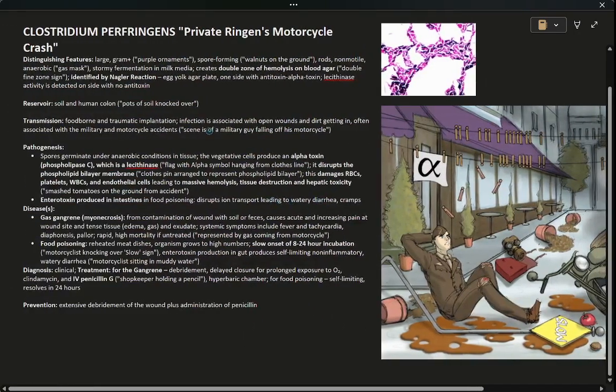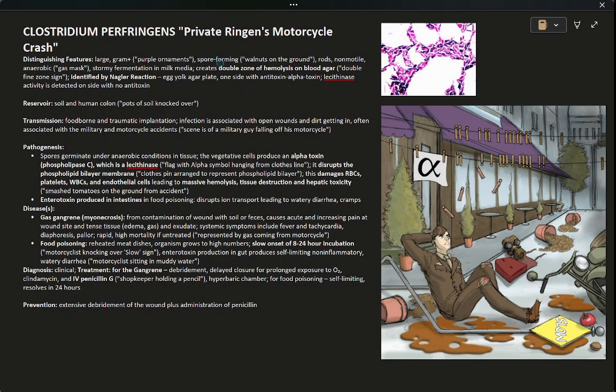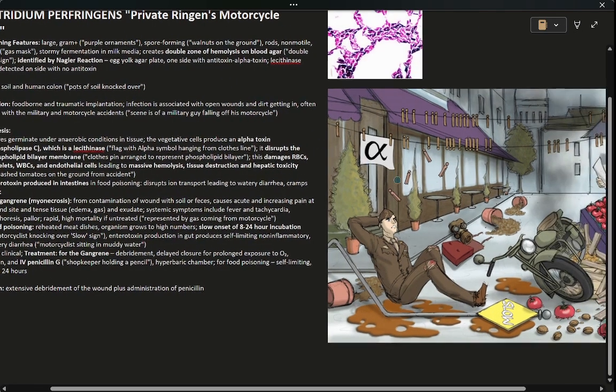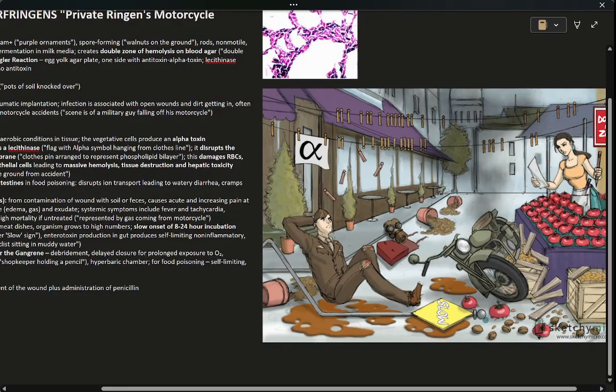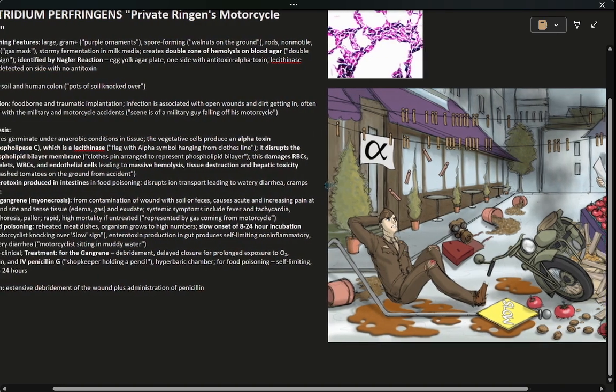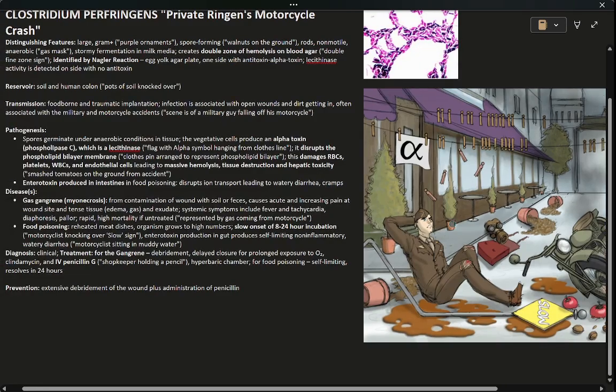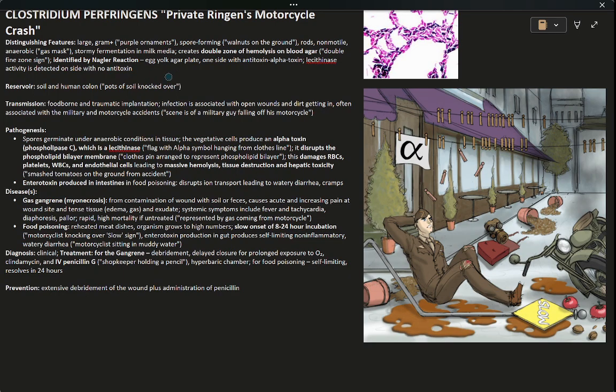And then you can think about the walnuts in the ground for remembering that the Clostridium perfringens is spore forming, just like all other Clostridium bacteria out there. So walnuts in the ground. The gas mask is to help you to remember that the bacteria thrives in anaerobic conditions.